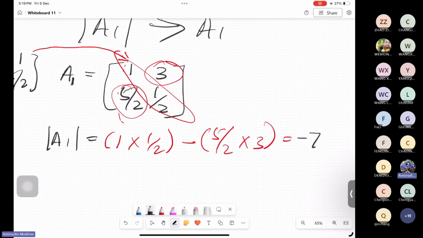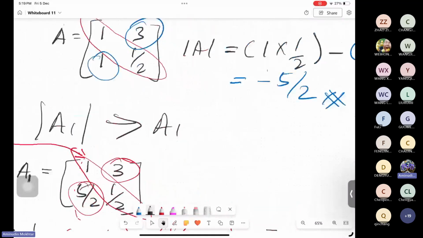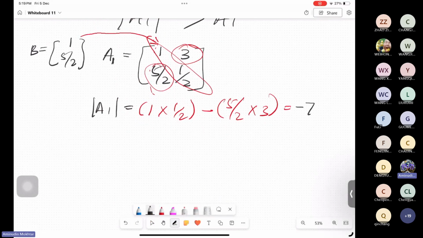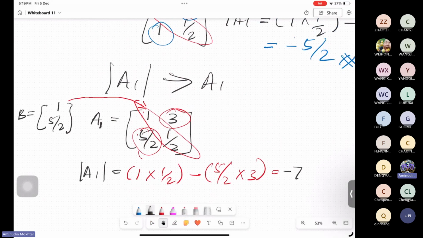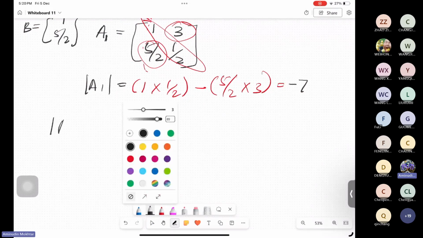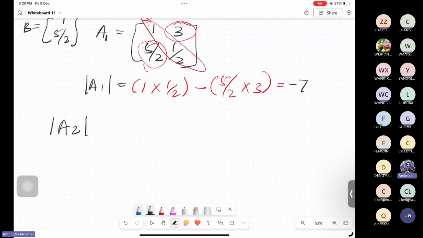Okay, now we know that the determinant of A1 is -7. Next is A2. We need to find the determinant of A2. Again, we can apply the same concept. What is A2? What is the matrix A2?